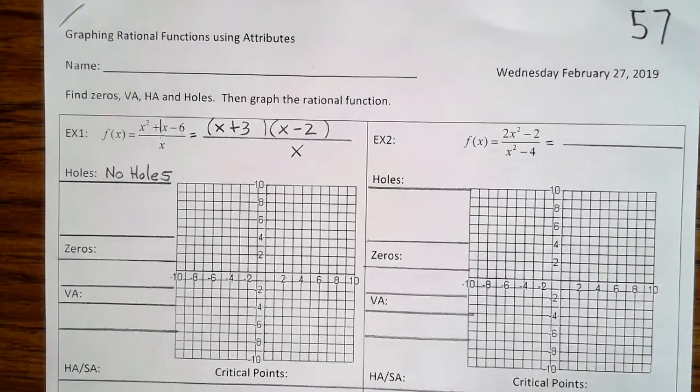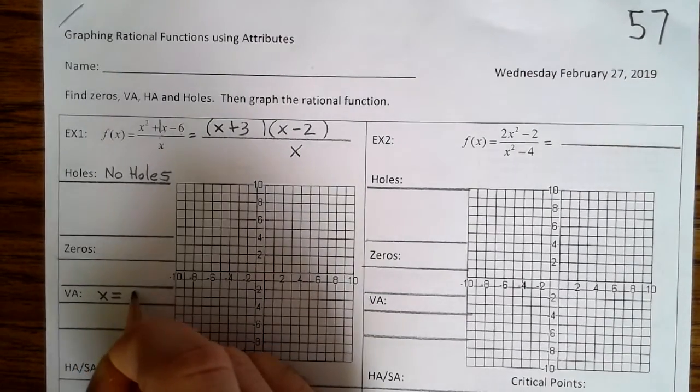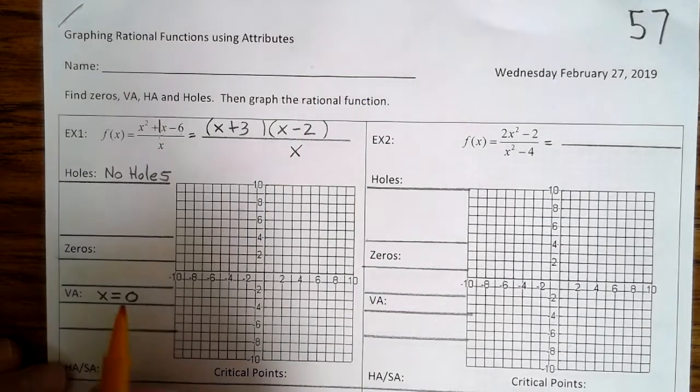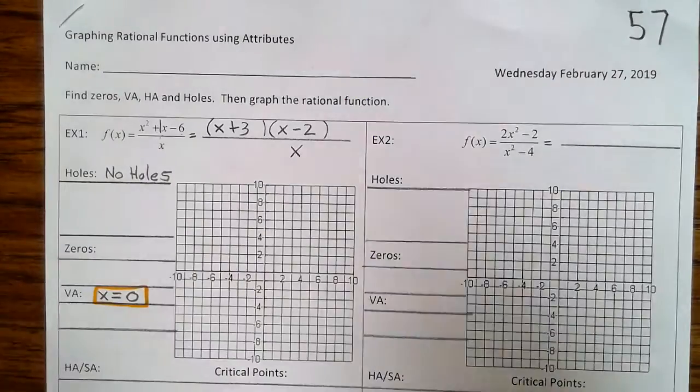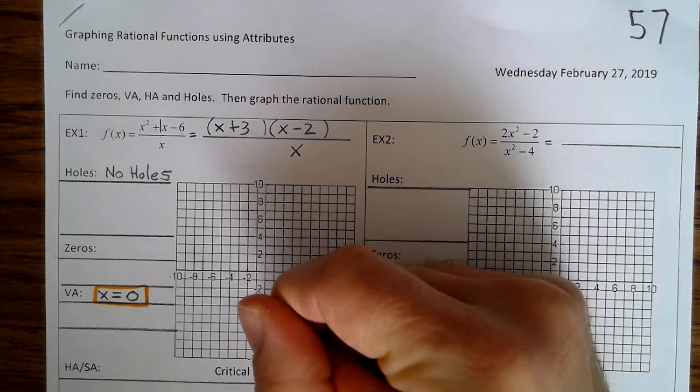Okay, so now step 3, find the vertical asymptote. Now to find the vertical asymptote, we set the denominator equal to 0. Now I'm going to do the vertical asymptote in yellow. So the vertical asymptote is at x equals 0. Now asymptotes are dashed lines.